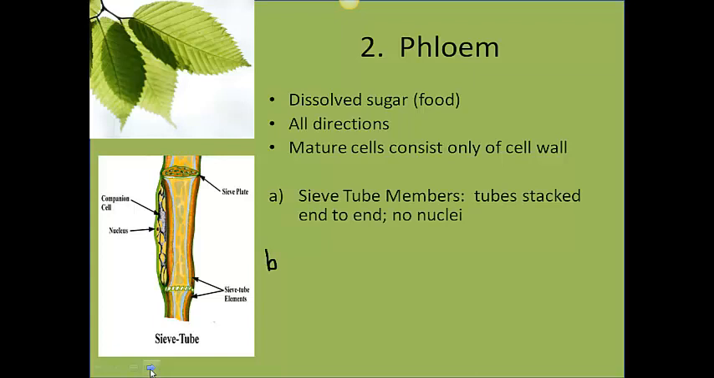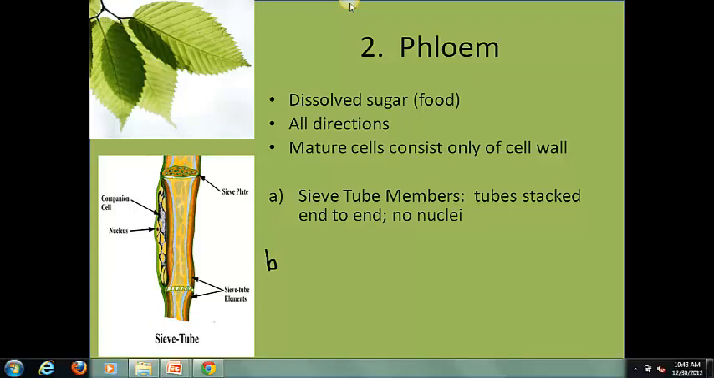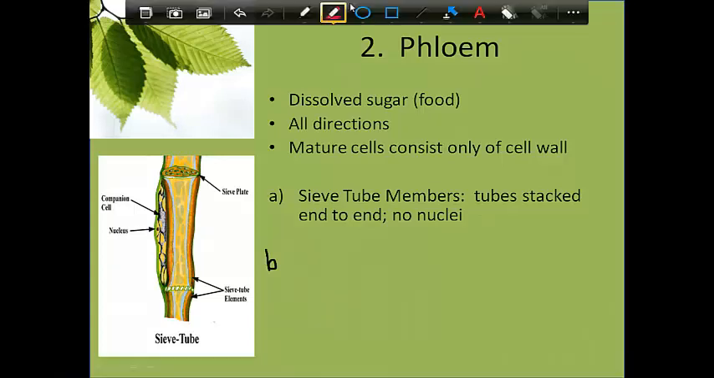The sieve tube members are tubes that are stacked end to end with no nuclei. Sound familiar? Kind of like the xylem. Just going to point those out to you. So, let's see. Sieve tube members. Right here, sieve tube elements, same thing. Okay, again, we're creating kind of like a straw effect.